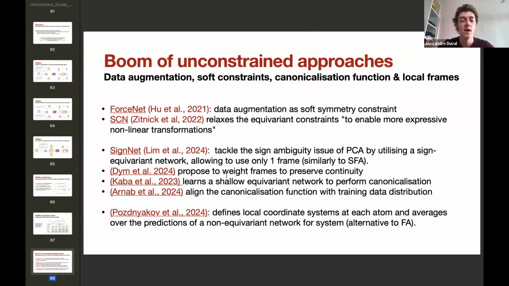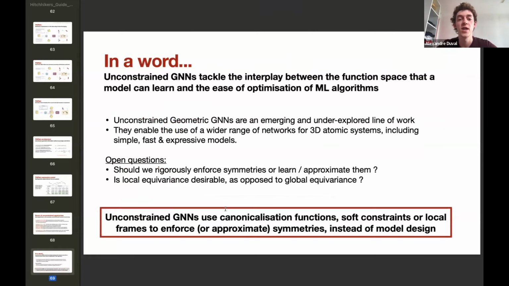So there's a whole field here. One last, maybe a different category of unconstrained GNNs, is local frames by Pozdnyakov, who propose to define a local coordinate system at each atom, and they compute predictions based on these local reference frames, where therefore they manage to achieve equivariance by defining at each atom these local coordinate systems that are therefore equivariant to the transformations. So I guess that's it for unconstrained GNNs.